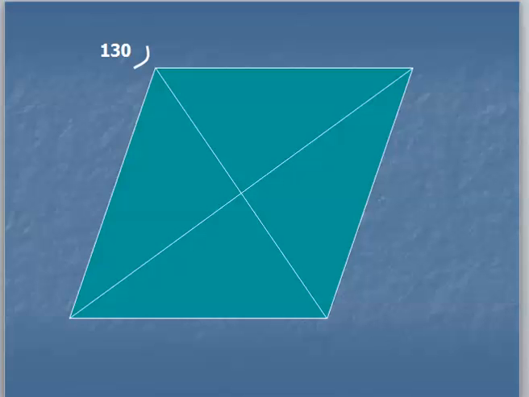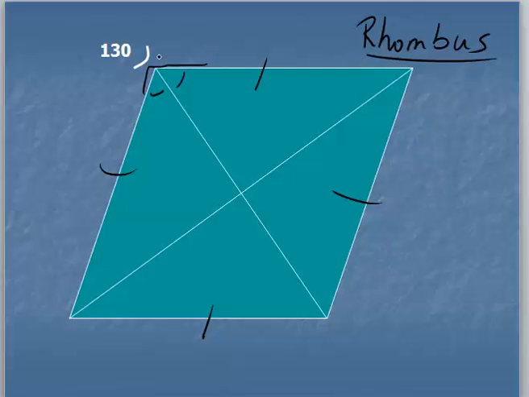All I know about this rhombus is that this top left corner is 130 degrees. However, because this is a rhombus, because all 4 sides are congruent, I know that when my diagonal comes up to that 130 degrees, it's bisecting the angle. So the 2 halves are the same. So to find the measure of each small angle, I'm going to take 130 and I'm going to cut it in half, and we get 65 degrees. So both of these are 65.